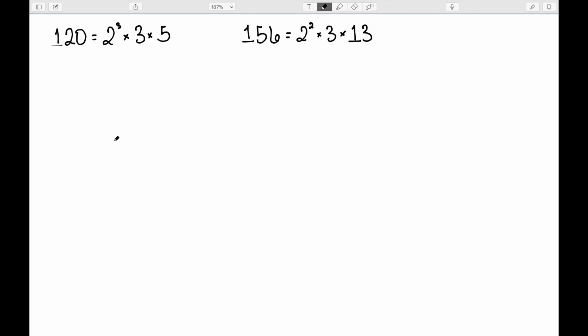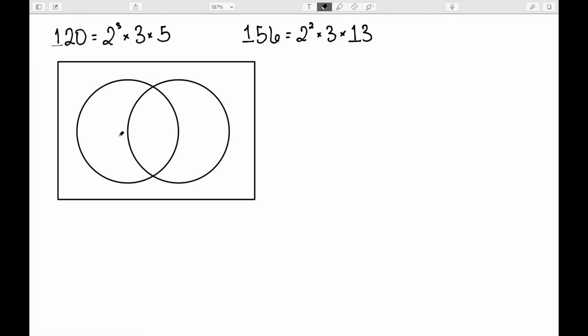Another way to think about this, other than just looking at this list and trying to figure out what they have in common, is a Venn diagram. For a Venn diagram, we have 2 circles, one for each number. So we'll let 120 be the circle on the left and 156 be the circle on the right. And then we just write down all of the factors. The middle part is what they have in common. So 120 has 3 2s, so I can do 1, 2, 3 2s. It also has a 3 and a 5. 156 has 2 2s, a 3, and a 13.